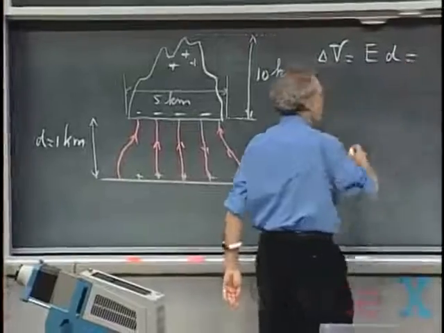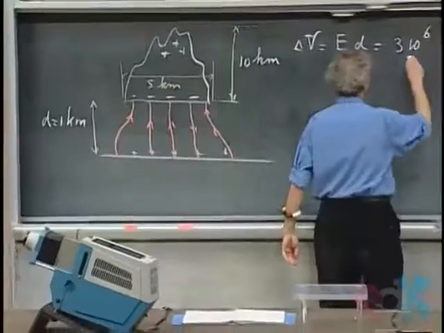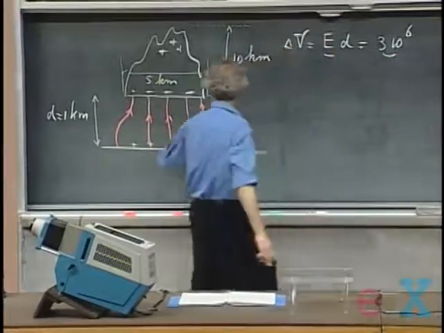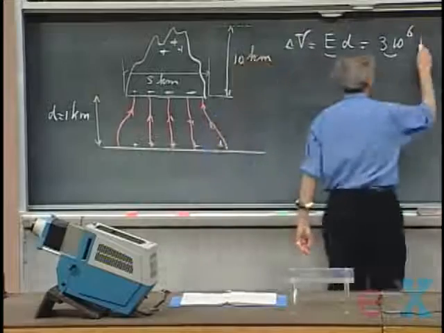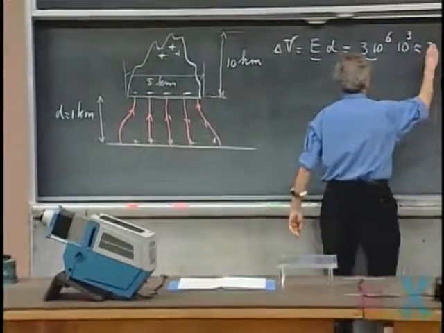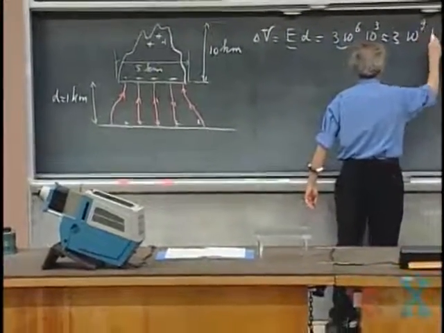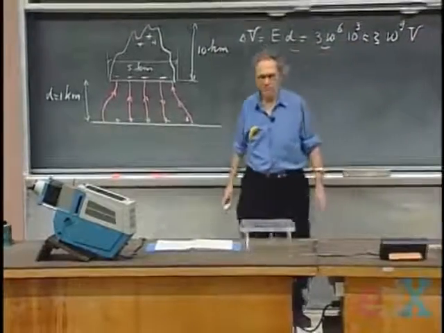But if the breakdown occurs at 3 million volts per meter, so we get 3 times 10 to the 6 for E, and the distance between the cloud and the Earth, let's take 1 kilometer, so that's 10 to the 3rd meters. So we get of the order of 3 billion volts between the Earth and the clouds. But now comes the catch.